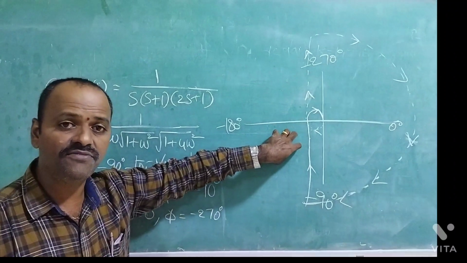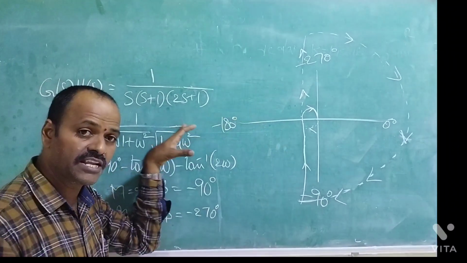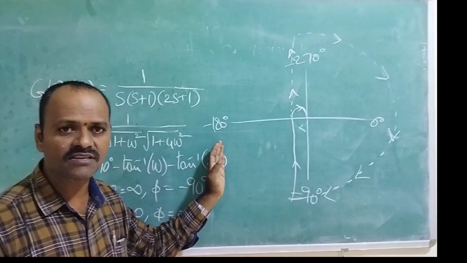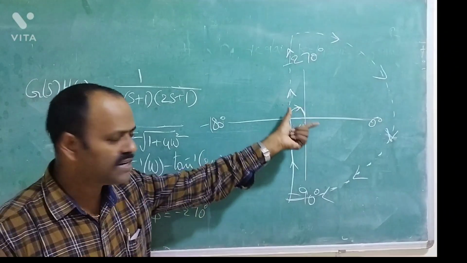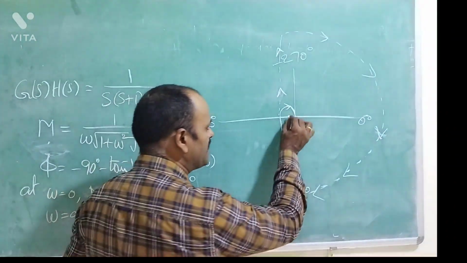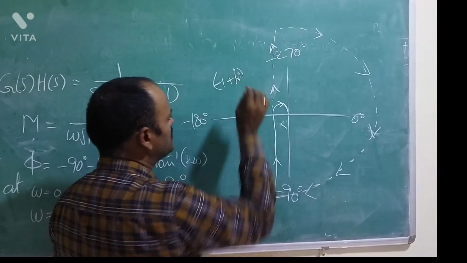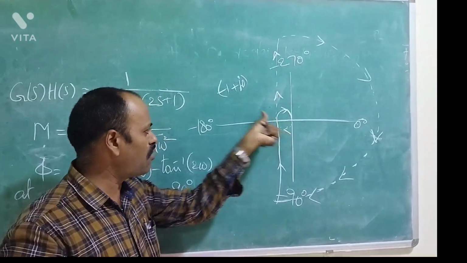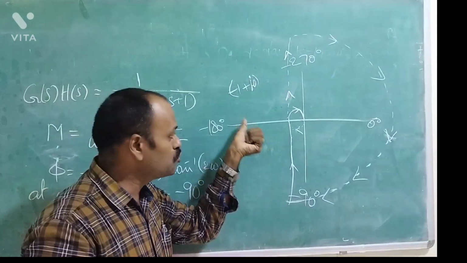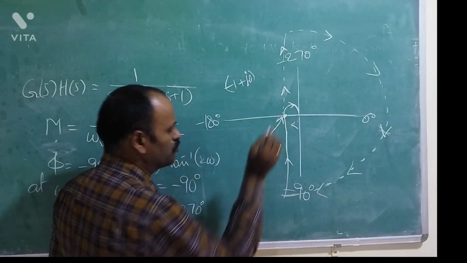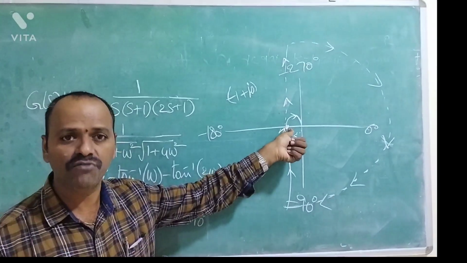After drawing this Nyquist plot, now we can test for stability of the system. What is the condition for stability of a system? Already we discussed N equal to P minus Z. What is N? That is the number of encirclements of the minus 1 plus j0 point. Now let us see whether this minus 1 plus j0 point is inside this circle or outside of the circle. To know that, first we must find this value. What is the magnitude here? That point we need to find.